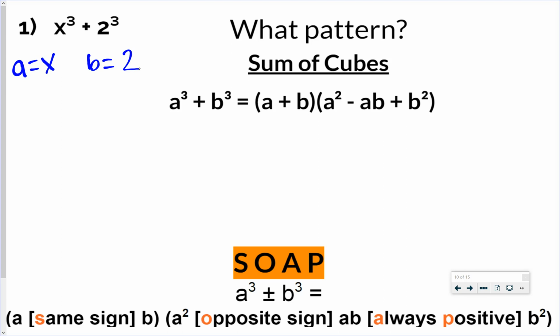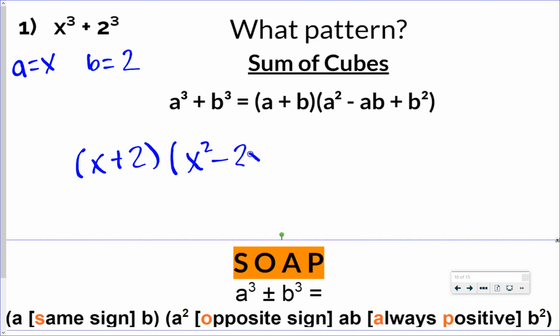So it is a sum of cubes. So A cubed plus B cubed starts off with A plus B. It always starts off with the same sign. So we're going to start off saying what plus what? X plus 2, okay? Now the next parenthesis. It always goes A squared, AB, B squared. Always, always, always. It's just our signs are going to be different each time, okay? So A squared is going to be X squared. According to SOAP, my next sign is opposite. So it's going to be minus. Okay? What is A times B?